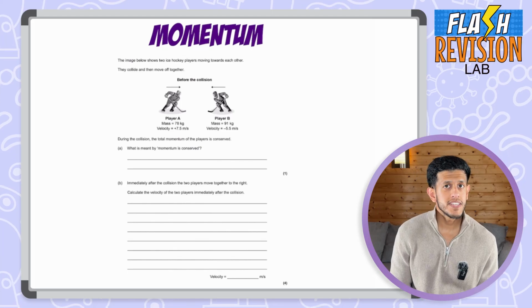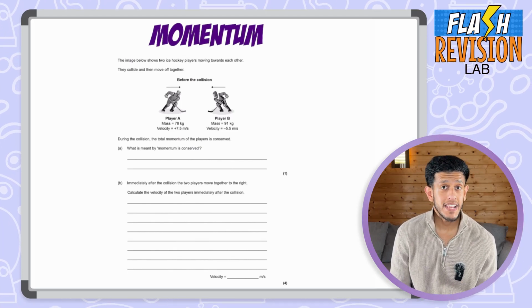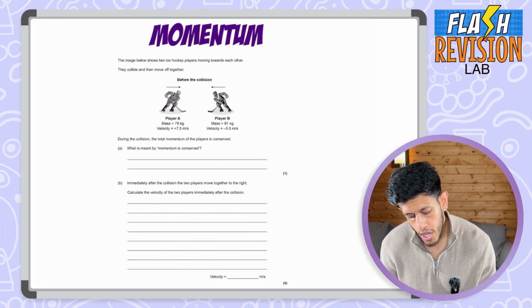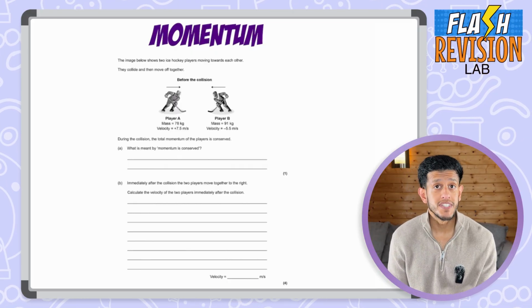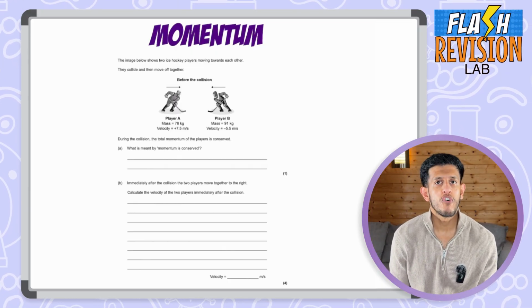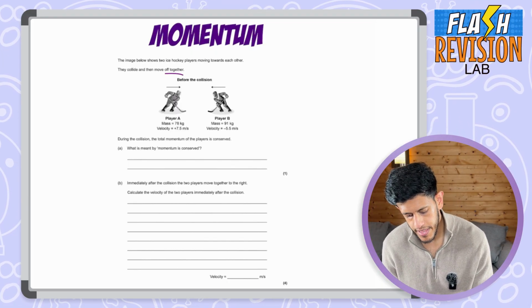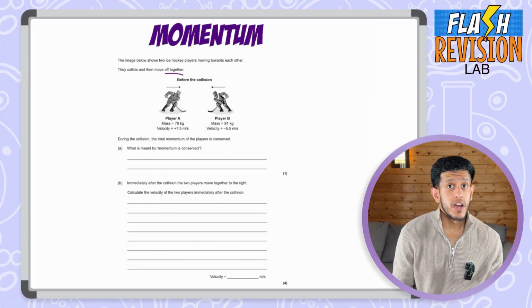Alright, so let's take a look at this question talking about momentum and calculating it. It says the image below shows two ice hockey players moving towards each other. They collide and then move off together. So that's important. I'm going to underline that there. They move off together. And now in the diagram we can see the values.